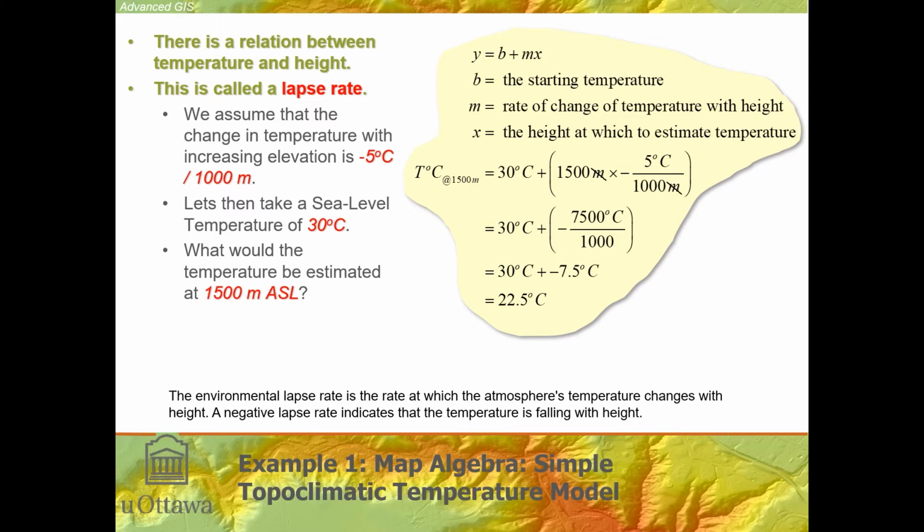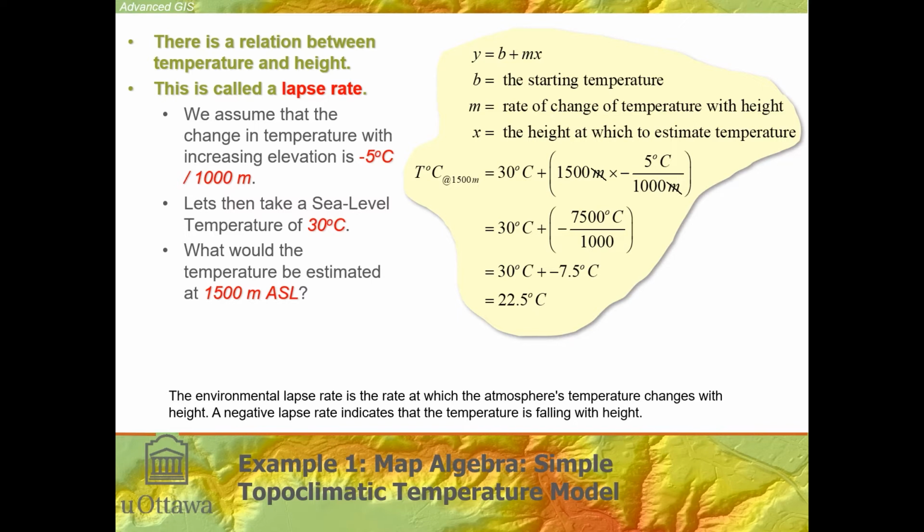And there is a relation between temperature and height called the lapse rate, right here. And we can assume a lapse rate under certain conditions of 5 degrees Celsius per 1,000 meters. And that's negative. Note here, there's a negative sign right there, which means decrease, to represent the fact that temperature decreases with height. So that's negative 5 over 1,000, so degrees Celsius over meters.